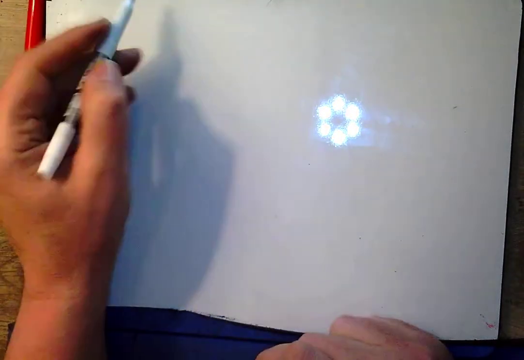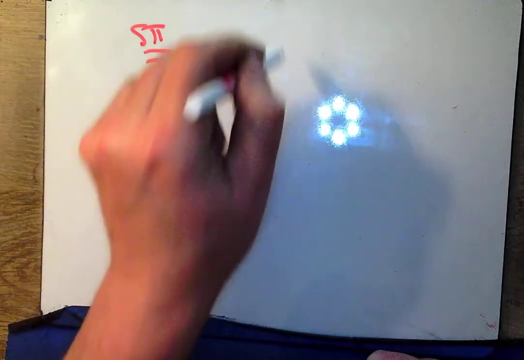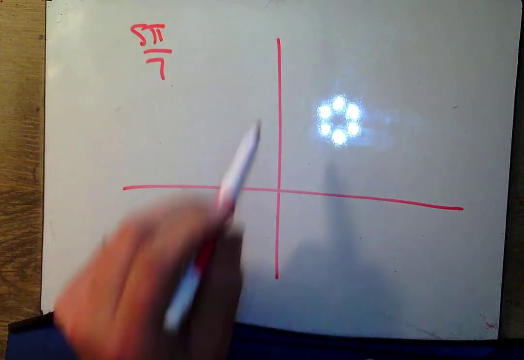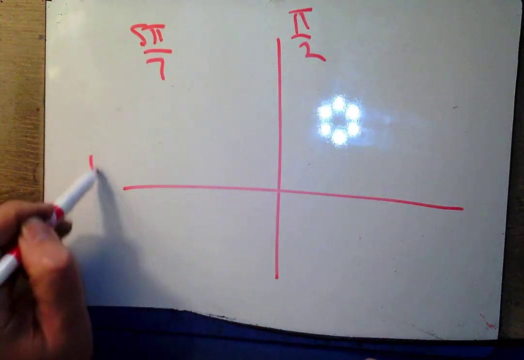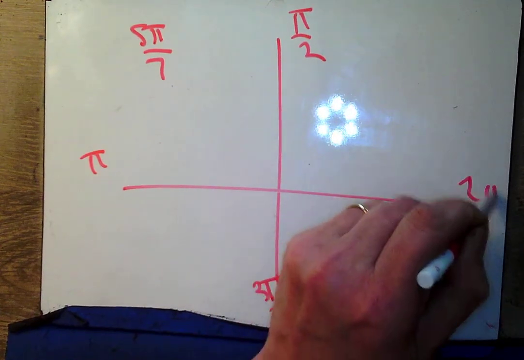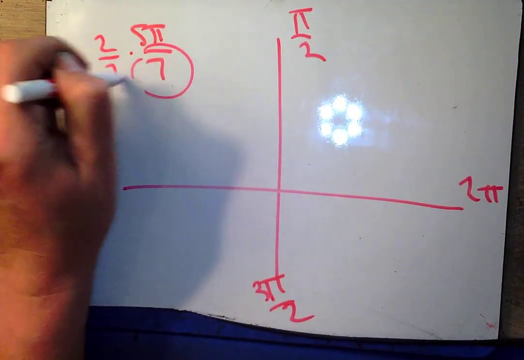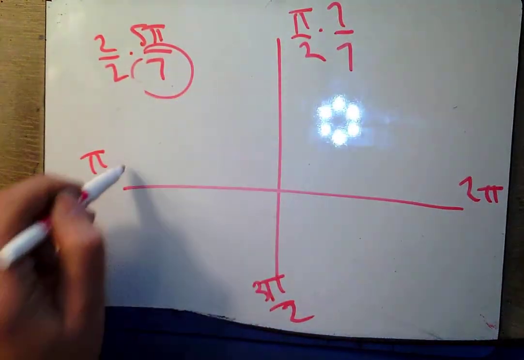I just changed my mind. Hold on. So, if they say draw 5 pi over 7, a lot of people have some difficulty with this. And here's what I want to say. I want to say that you should take these quadrant angles and give them the same denominator. Like make a common denominator for these things. So I'm going to multiply by 2 over 2. I'm going to multiply by 7 over 7.